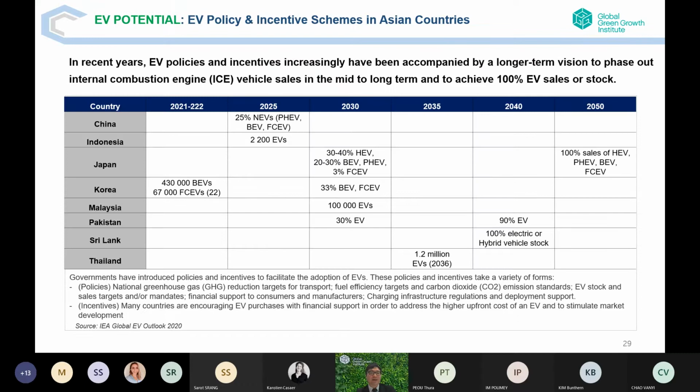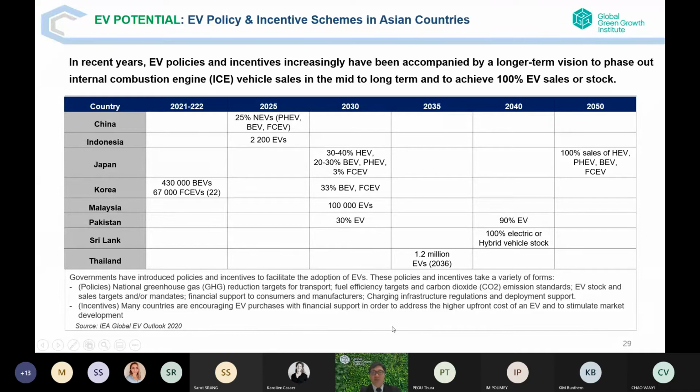In recent years, electric vehicle policies and incentives have been accompanied by a long-term vision to phase out internal combustion engine vehicle sales and to achieve 100% electric vehicle sales. China declared 25% national net electric vehicle sales. Japan, Korea, Pakistan, and Sri Lanka have set targets for introducing electric mobility, and these days they are setting up policy and regulation to mainstream electric mobility in their country development plans. Governments have introduced policies and incentives to facilitate the adoption of electric mobility.